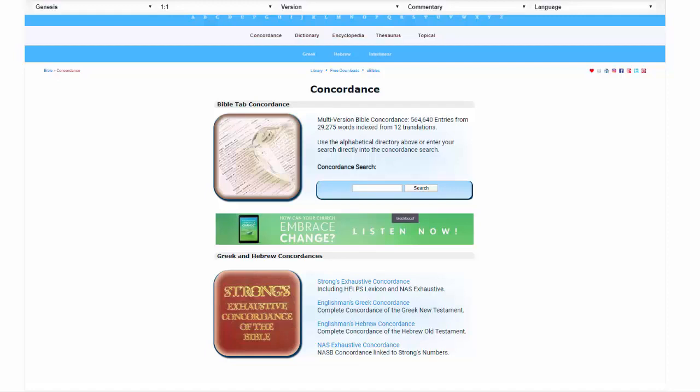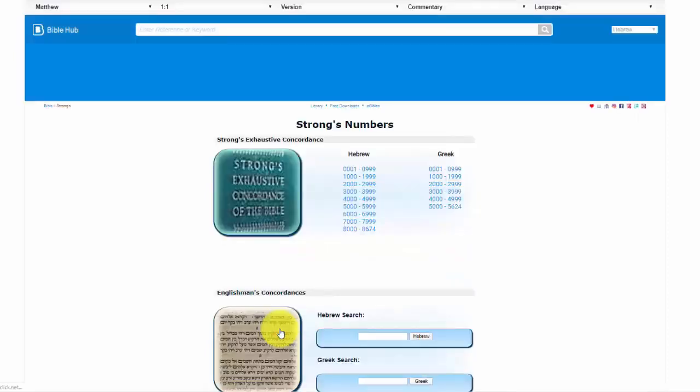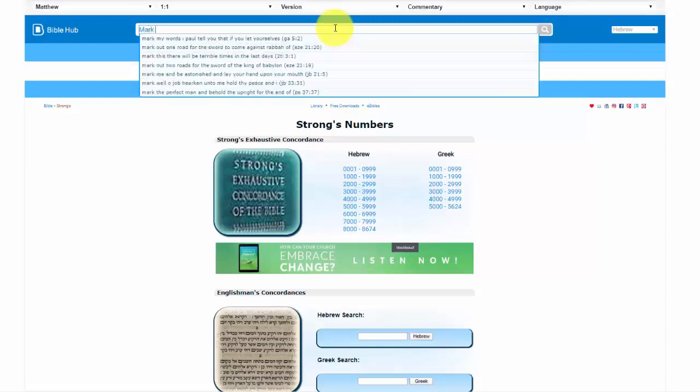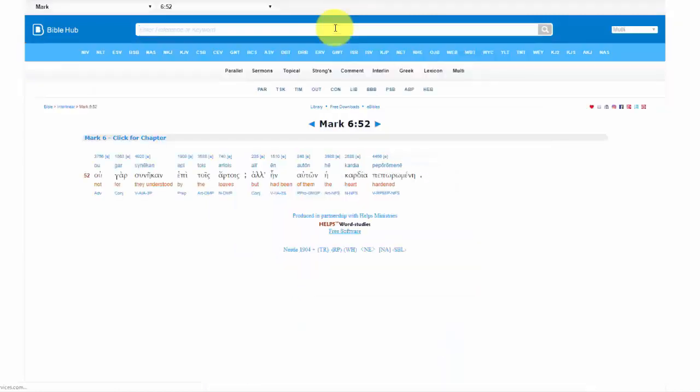If you wanted to find out what that word was, come to this screen of biblehub.com, click on the brown icon that reads Strong's Exhaustive Concordance. And now you're presented with the next screen. Let's go directly to the search bar at the top and type in the passage. So, Mark 6:52. Enter that and notice what appears.